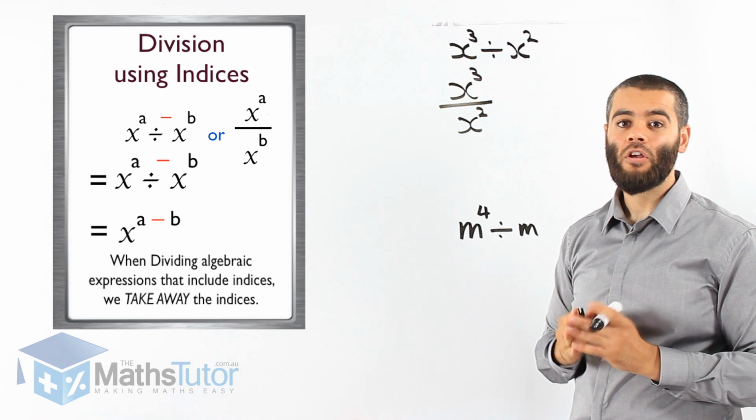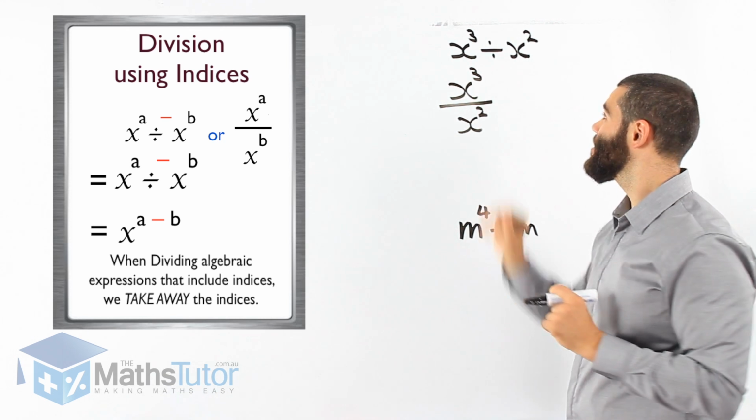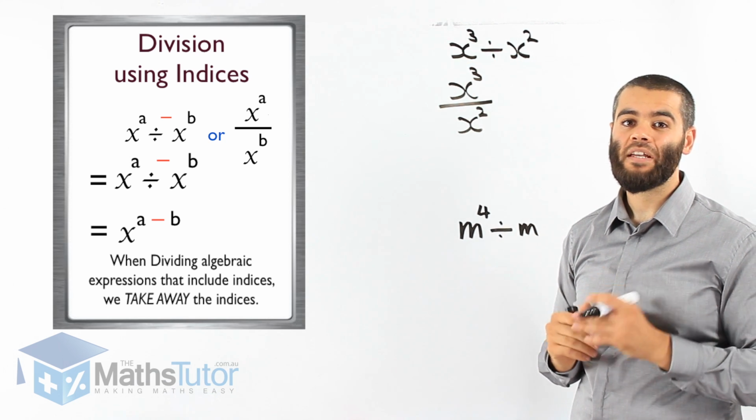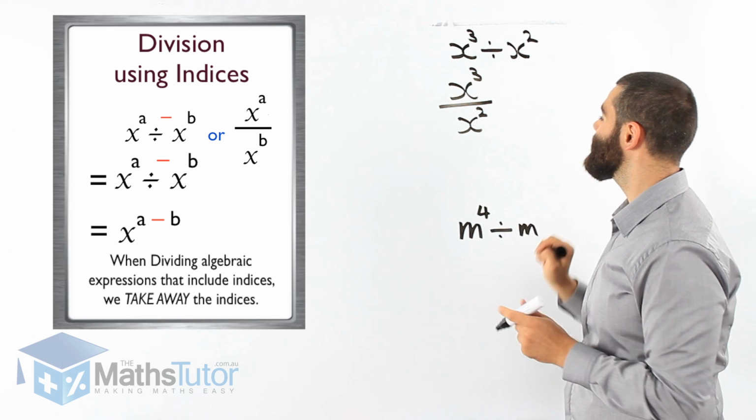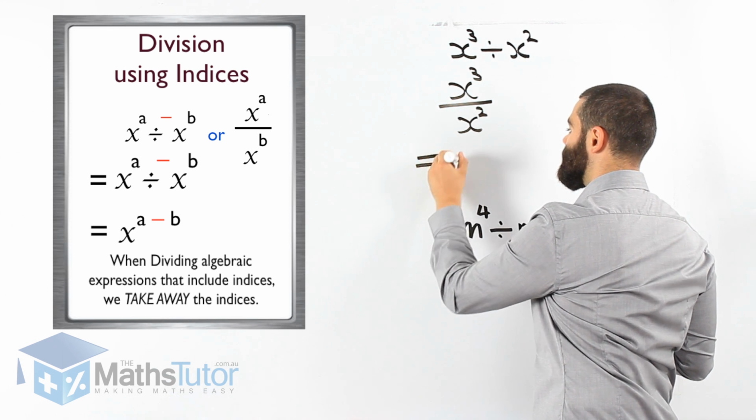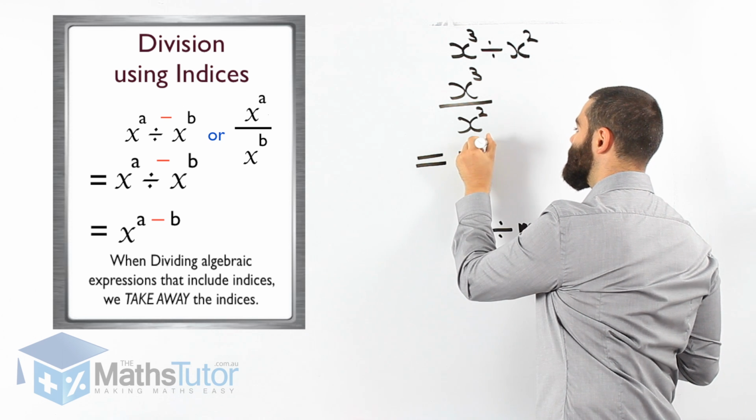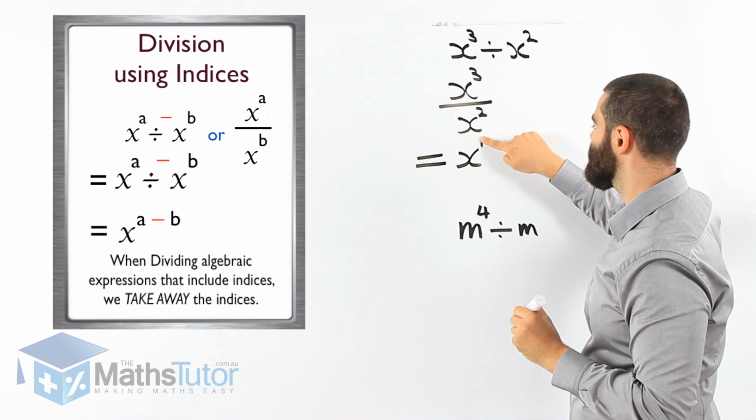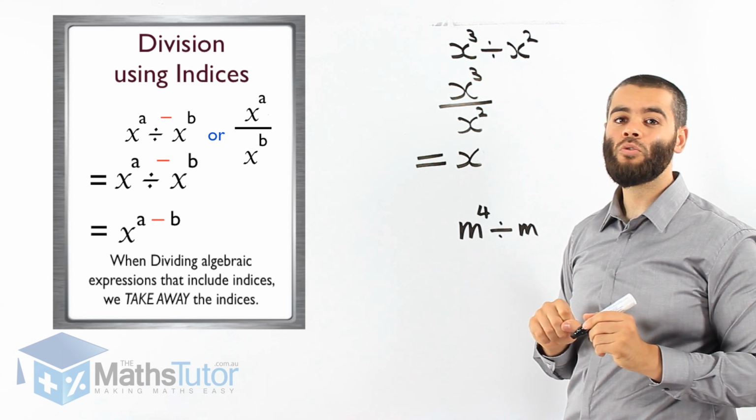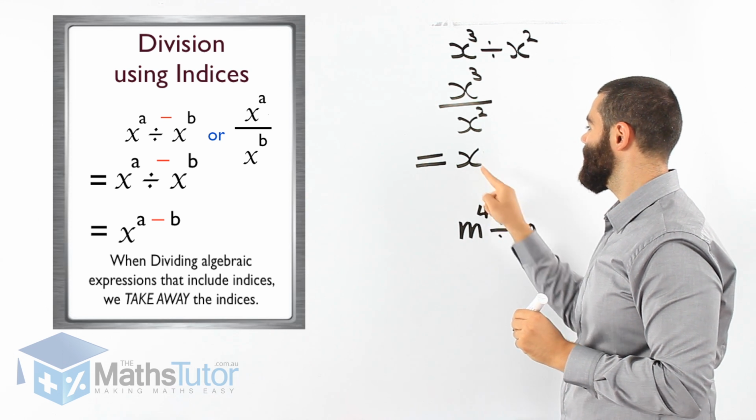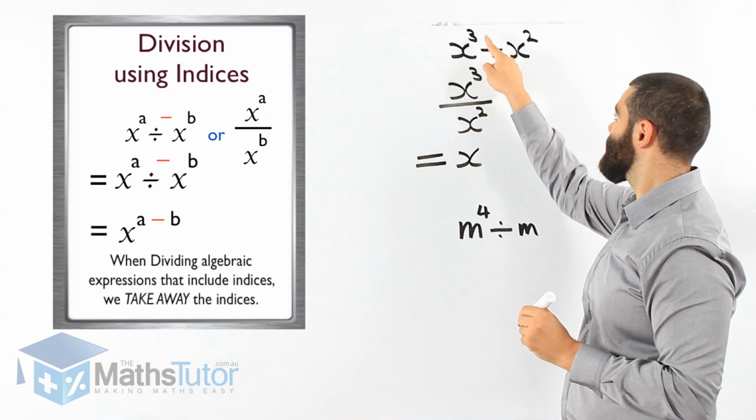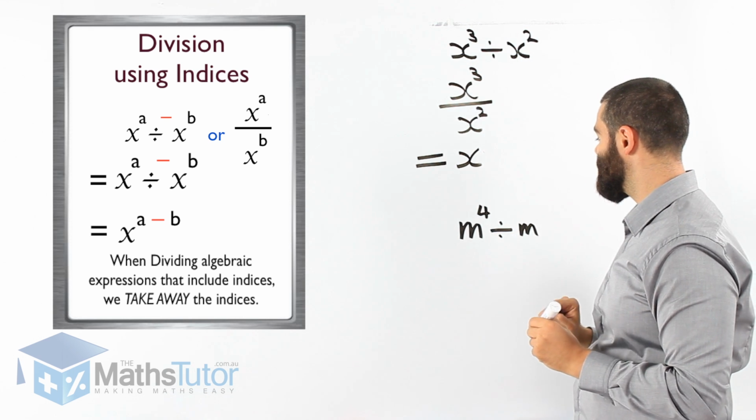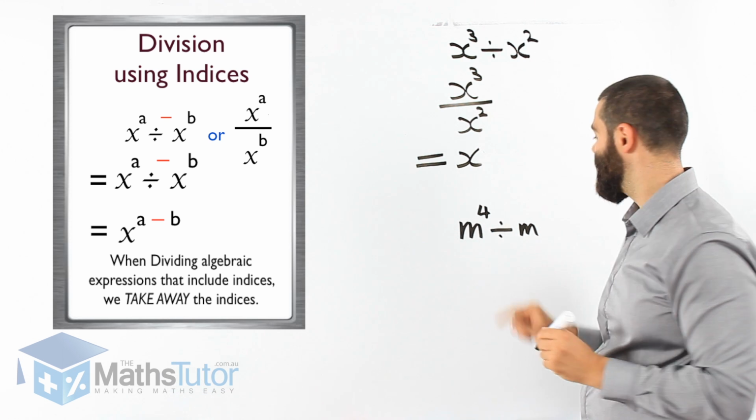Now we apply the rule. What do we do when we're dividing and we have indices? We take away the indices. We take away 3 take away 2. X to the power of 1 or just x, but of course better just to write it as x. 3 take away 2 is 1, it's an invisible one, x is our answer.